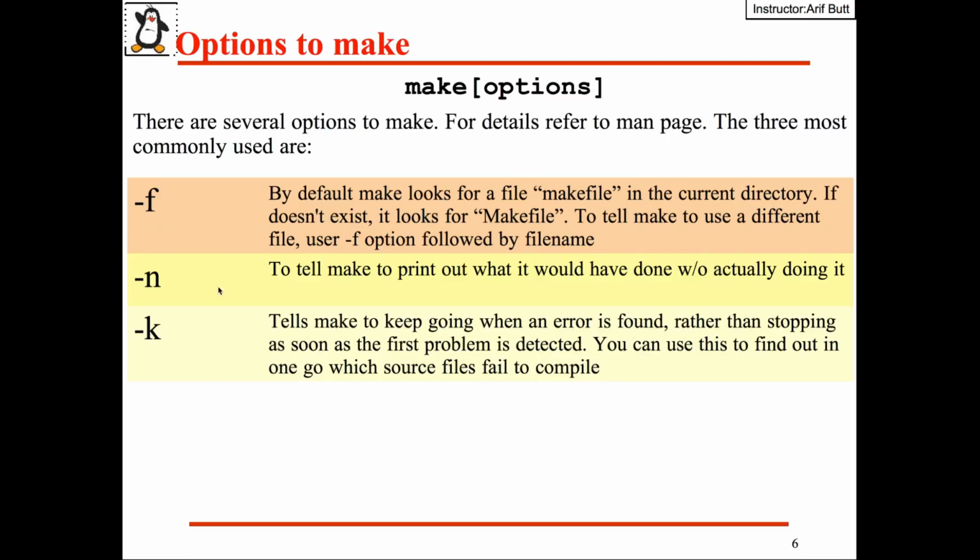Similarly, -n can be used to tell make to print out what it would do without actually doing it. And -k tells make to keep going when an error is found, rather than stopping as soon as the first problem is detected. This is normally used to find out in one go which source files actually failed to compile.